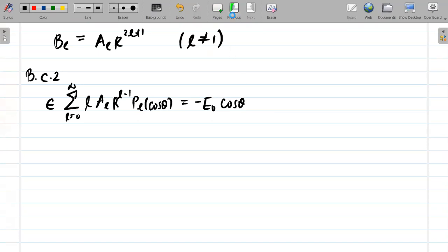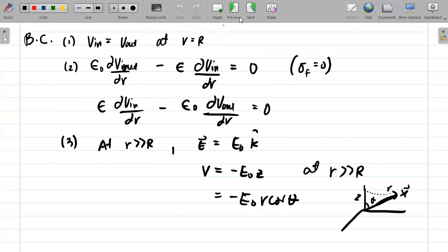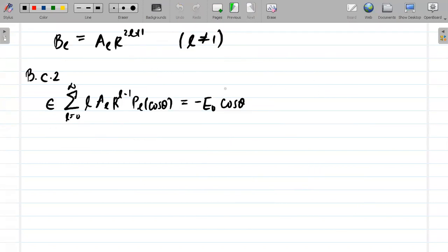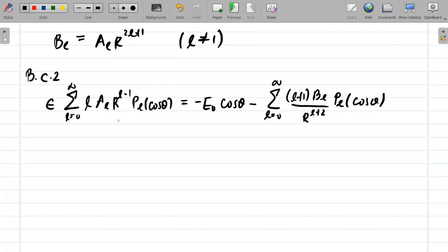Kasi, di ba class, nag-partial derivative na tayo. Therefore, yung E naught R cos theta, naging E naught cos theta. Minus summation, L equals 0 to infinity, L plus 1 B_L over R raised to L plus 2, P_L of cosine theta. Now, at L equals 1, syempre, makakount tong term na to.